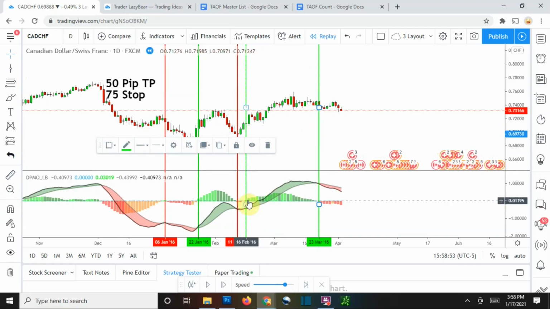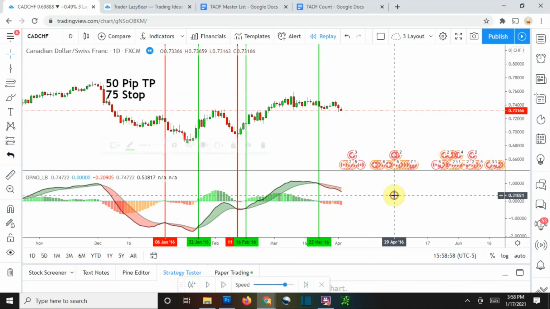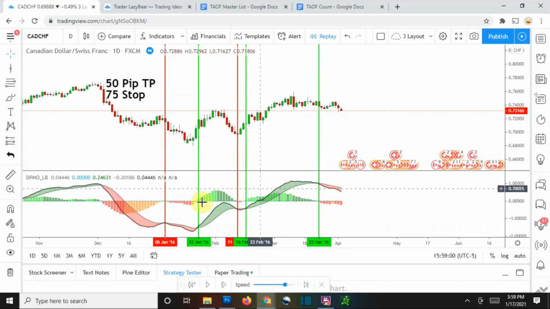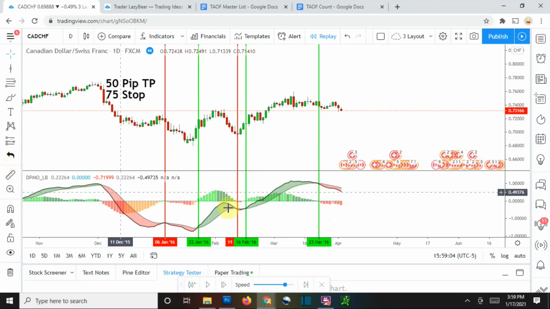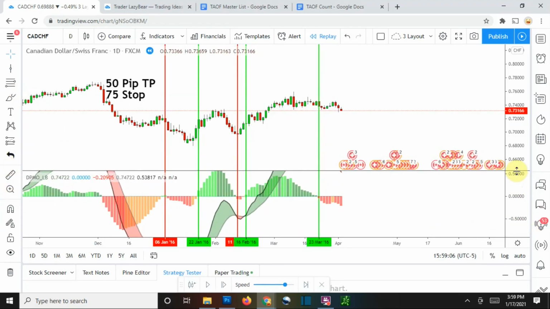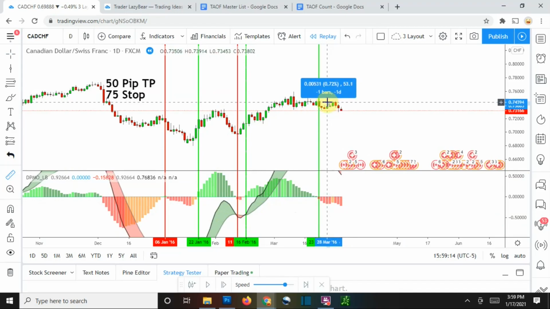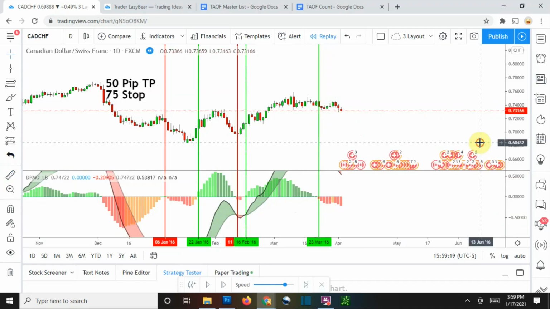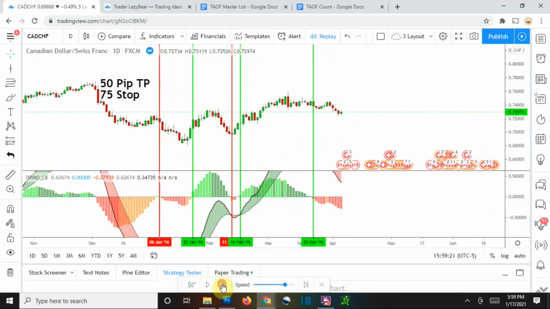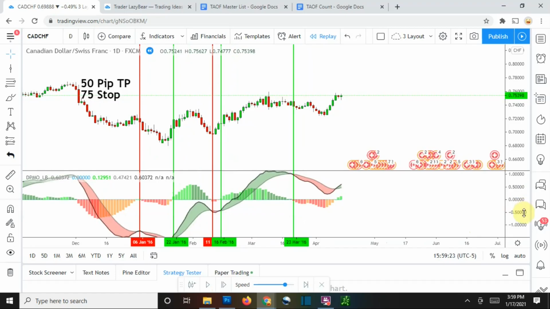Had to look at the histogram to see exactly where the cross took place. That's one good thing about having the histogram color enabled and actually having it on the background, is that you can double check where the line cross actually takes place. Sometimes it can be challenging to see that. See, we get a cross here. Let's double check that we didn't get stopped to the upside. Nope, we did not, and that one would have gotten us to take profits.